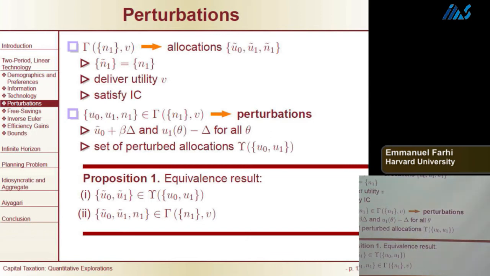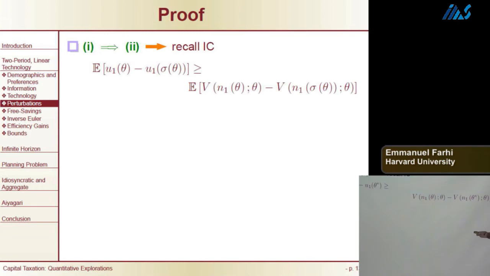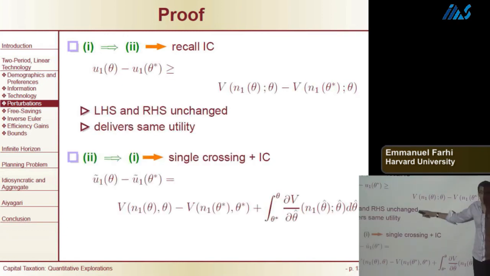So if you take all the consumption allocations that are incentive compatible given a labor allocation and deliver the same utility, they're all obtainable one from the other using these perturbations. That's the only thing you can do. The only thing you can do is basically play with savings distortions, play with the intertemporal allocation of consumption. I already gave you the argument in one direction, so let me try to give you an argument in the other direction. That's the first part, just saying that the perturbations preserve incentive compatibility and deliver the same utility. That part is very easy.